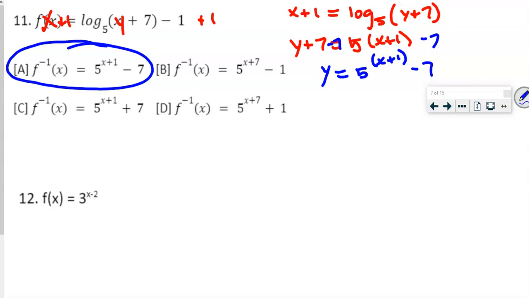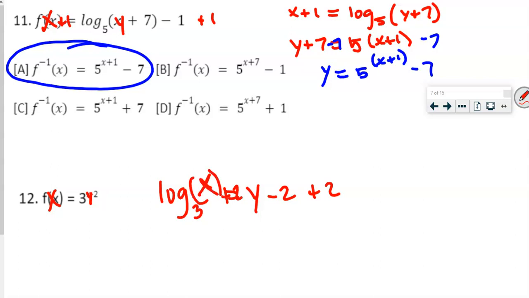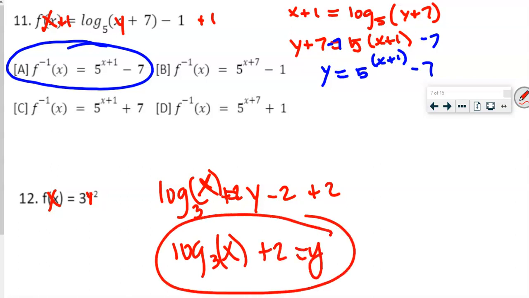All right, so our next one, we're going to again swap our y and our x. So actually, let's make this x and y. So we're going to say log base 3 of our x equals y minus 2. Now we're just going to add 2 to both sides to get our answer. So we're going to say log base 3 of x plus 2. That's what equals y here.